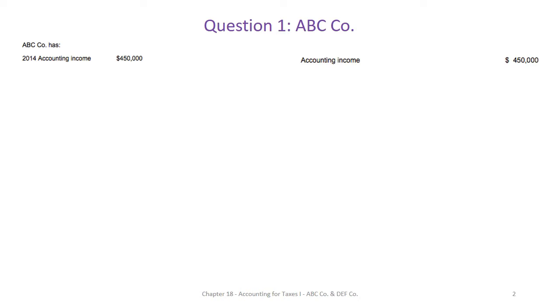So we always start a reconciliation. That's what we're doing. We're doing a reconciliation from accounting to taxable income. And we always start with our accounting income as given in our financial statements. So that $450,000 is usually always a given number.